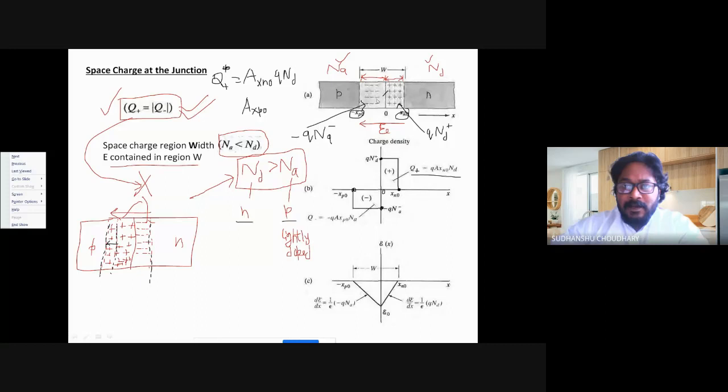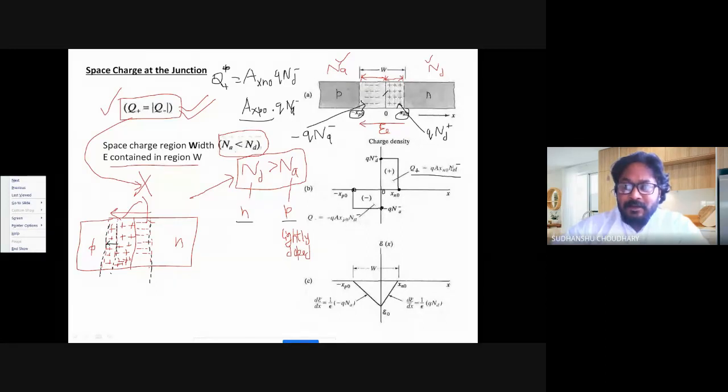Similarly, the total negative charges in this region towards the P side can be written as the area of this region, which is A·Xp0, multiplied by the charge density Qna, or Na minus. One can write either Nd or Nd minus, or Na or Na minus. Since we have assumed 100% ionization, Nd is equal to Nd minus and Na is equal to Na minus. So either you can write Nd here or Nd minus, or Na or Na minus. Both are the same.